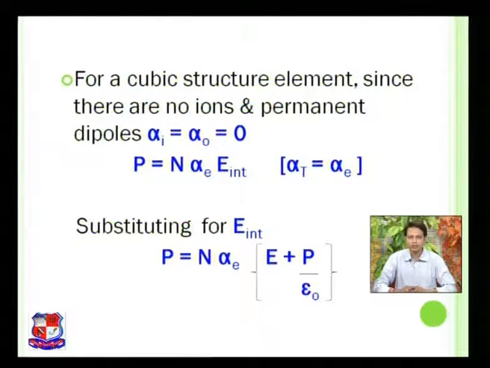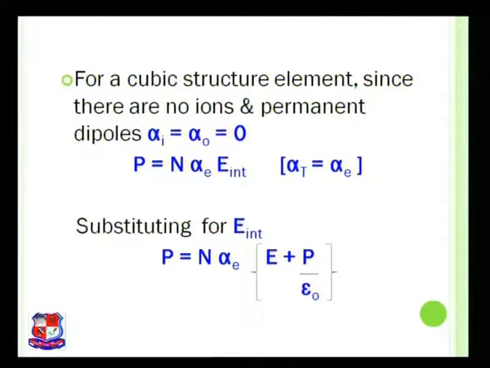For a cubic structure element, there are no ions and permanent dipoles. So alpha I and alpha 0, that is the ionic and orientational polarizability, are not present, so they are represented as 0. So in the polarization equation, P is equal to N alpha, the equation will become N alpha E E internal, because alpha I and alpha 0 are equal to 0. So alpha E is represented instead of alpha T, because alpha T is equal to alpha E.